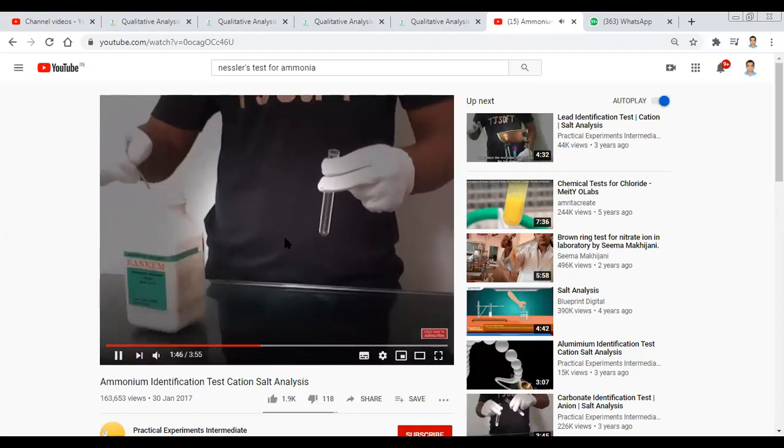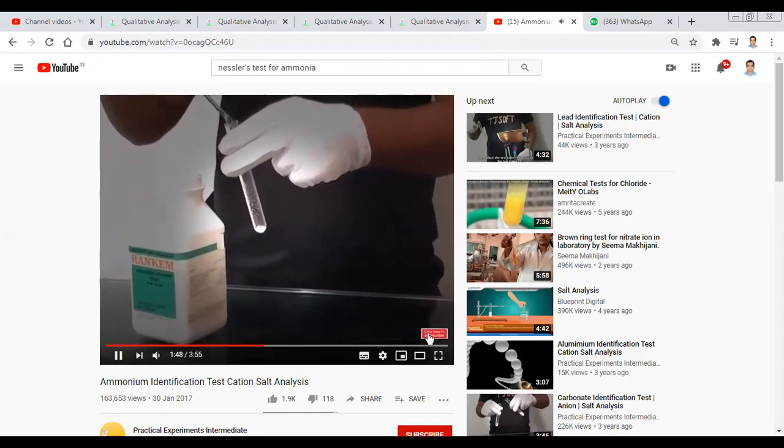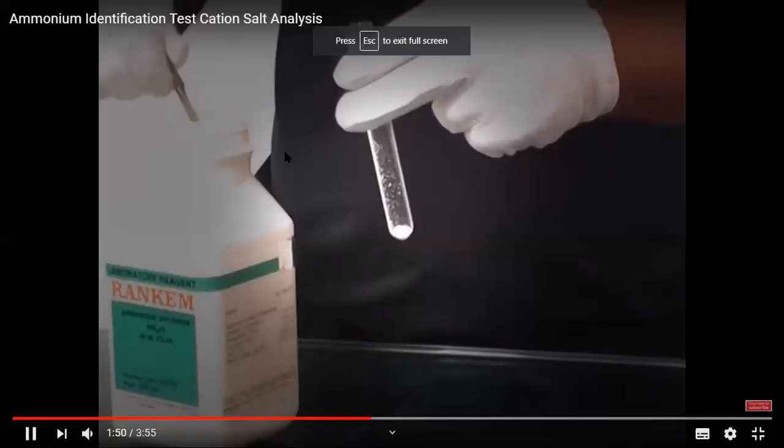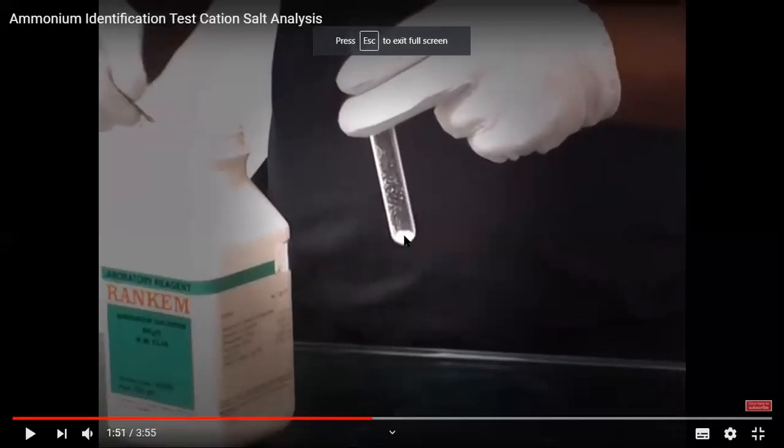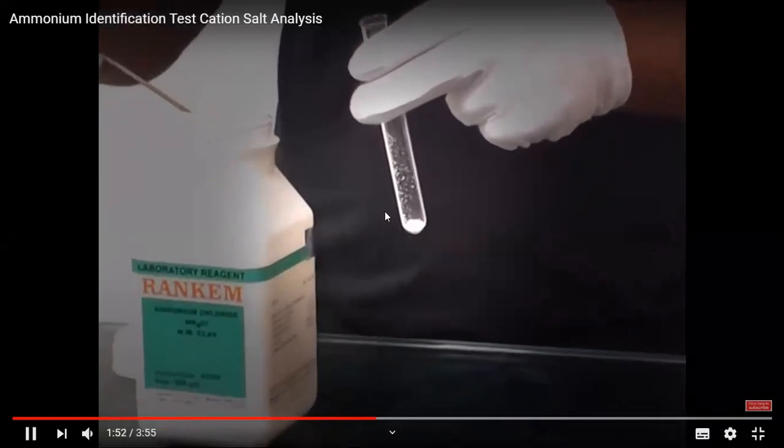we need to take the salt into the test tube. So we have taken the salt into the test tube. You can see that the test tube contains the salt. Now we are going to add the distilled water into it so that we can get the solution of it.